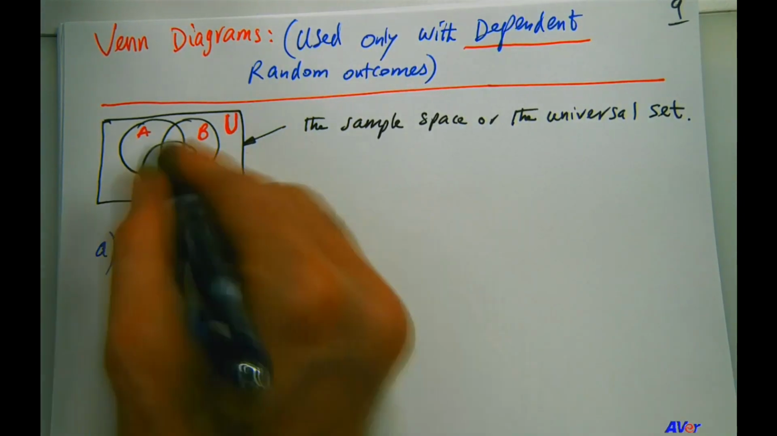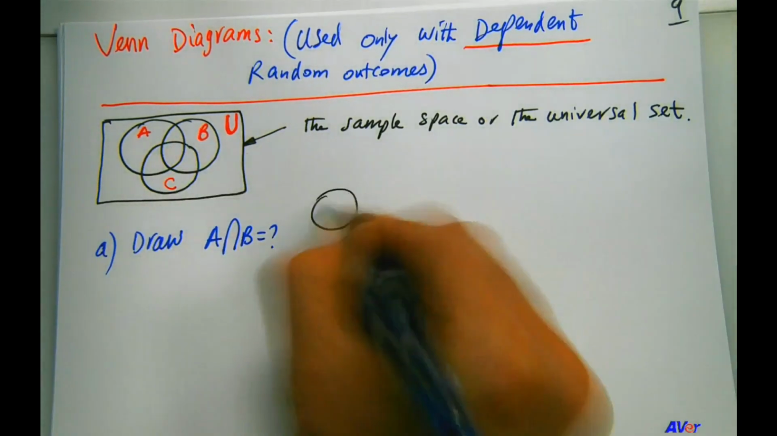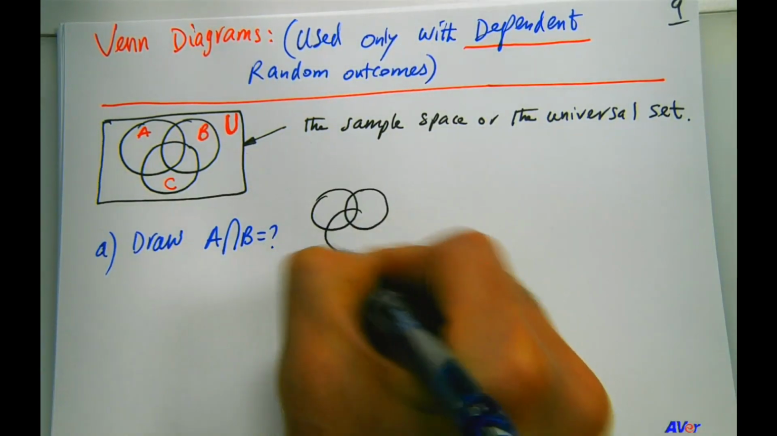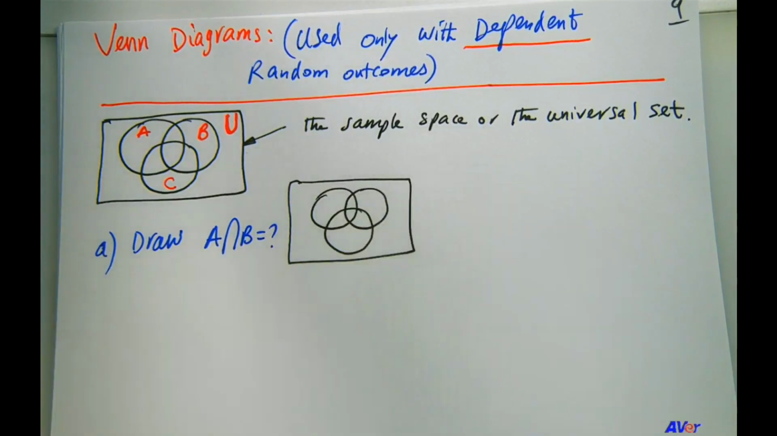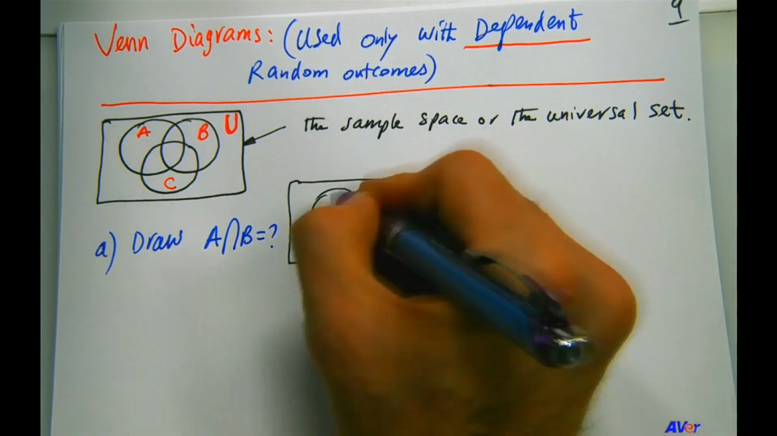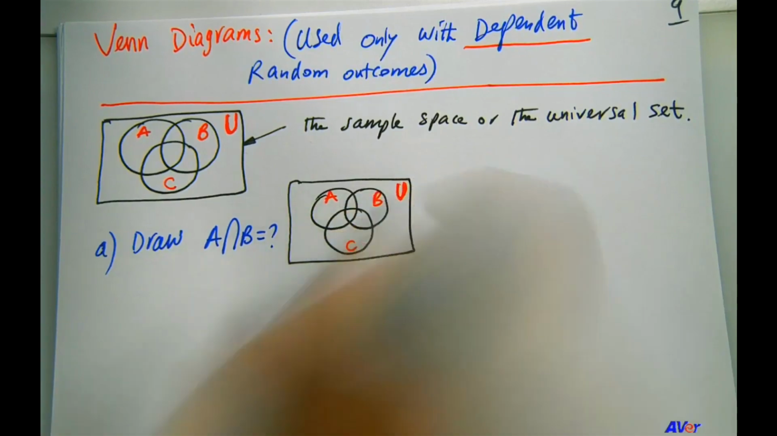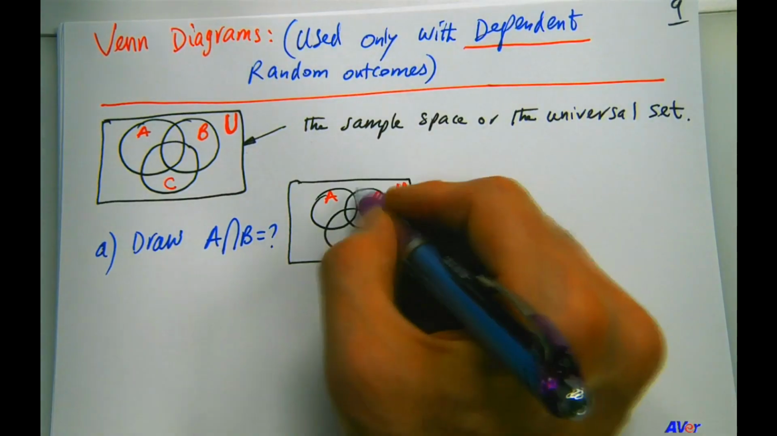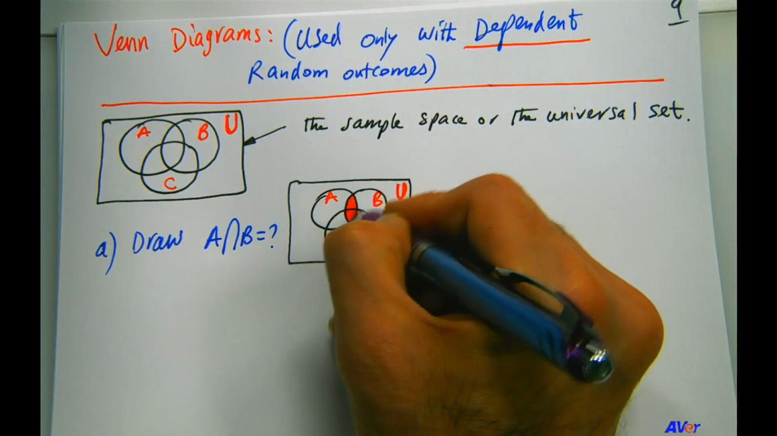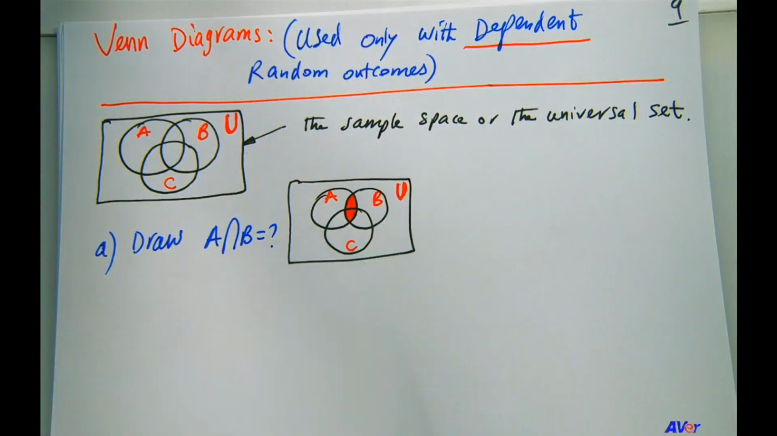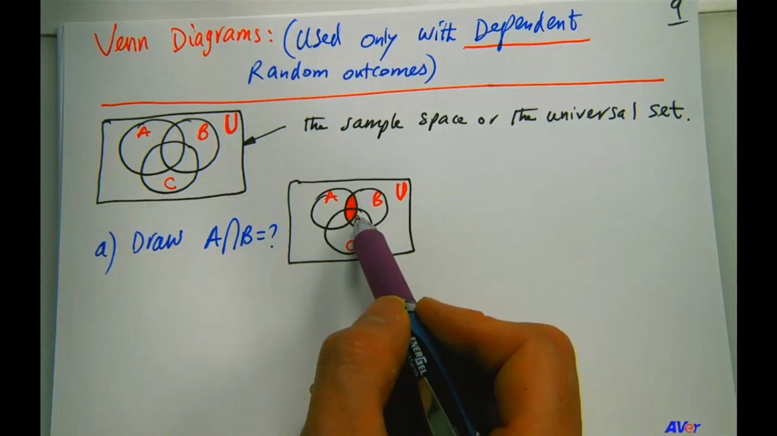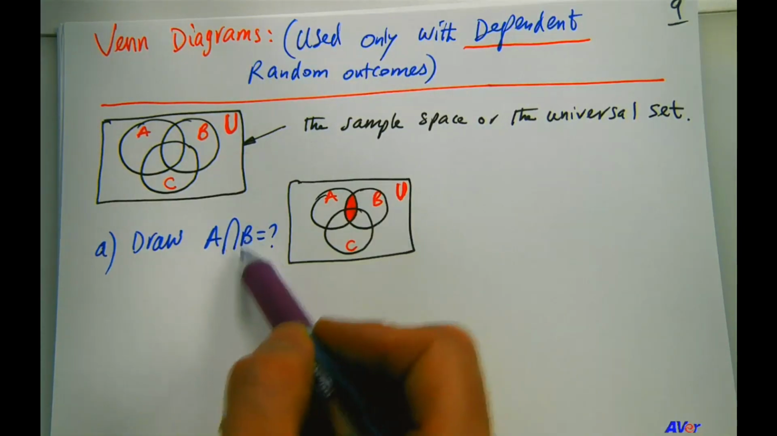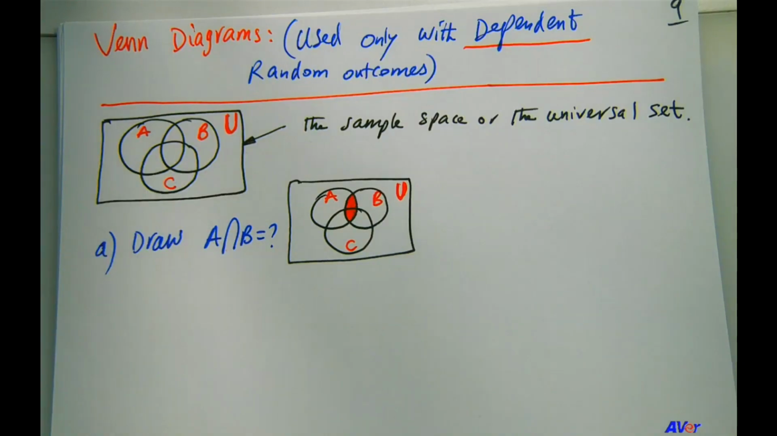So I'm just going to try to duplicate this as best as I can. All right, so then we have U out here, set A, B, and C. So A intersection B would be this piece, the overlapping piece between A and B. That would be A intersection B. In other words, this is the Venn diagram interpretation of that notation with respect to this original Venn diagram.